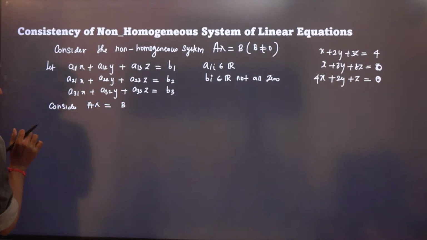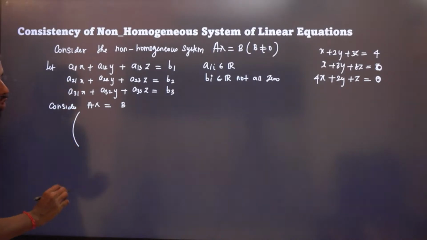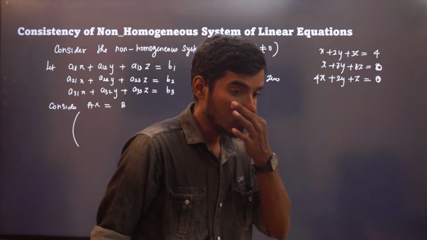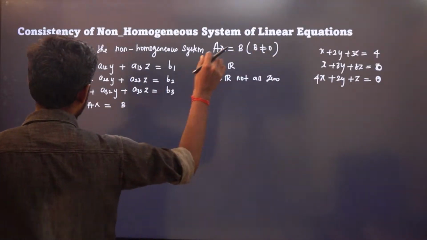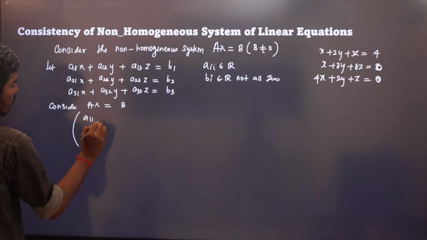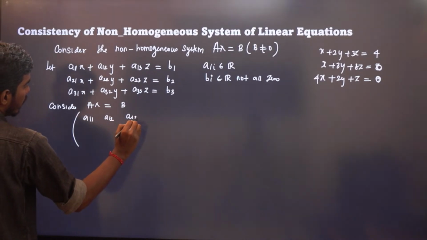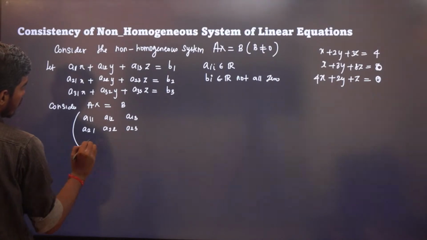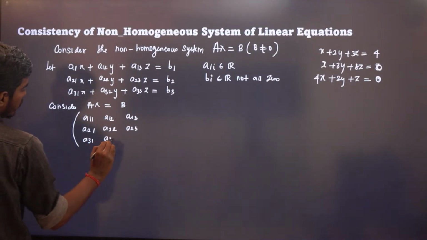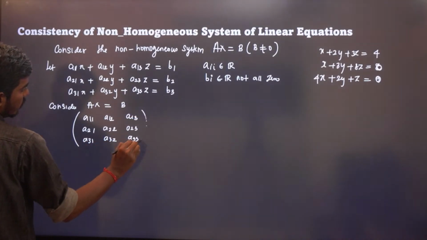We have to write in this format. A is called the coefficient matrix. How to write A? You just write the coefficients of x, y, z. So, what do we have here? A11, A12, A13, A21, A22, A23, A31, A32, A33, right?